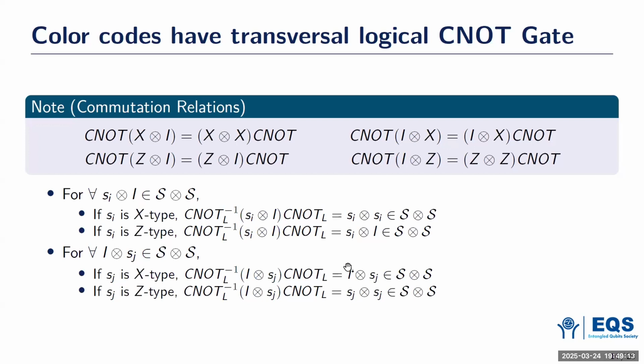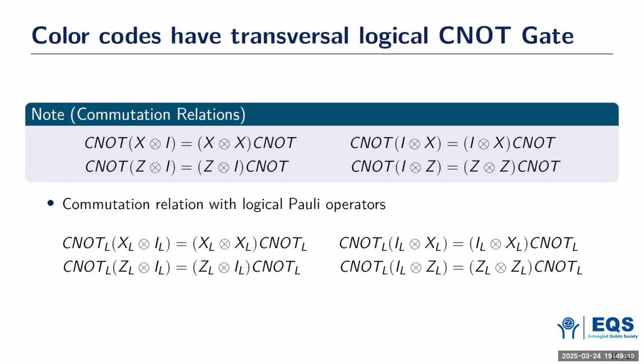And I'll continue. Let's verify that this logical CNOT acts like a CNOT. You can see that these commutation relations also satisfy the logical CNOT and logical Paulis, because logical X and Z are just products of X or Z operators. So this relation will be satisfied. So we can say that this product of CNOTs is also a logical CNOT.